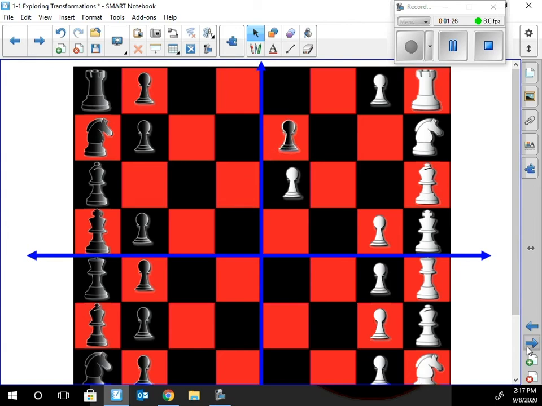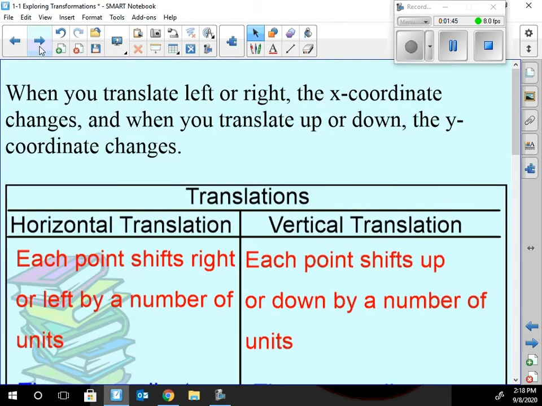Now you'll notice that whenever I move this piece, the entire piece moves. The top, the bottom, the middle. It all moves together. That's the same way with translations whenever we are doing it in algebra. So everything's going to move together. When you translate left or right, the x-coordinate changes. When you translate up or down, the y-coordinate changes. So we made this little table to figure out how everything will shift.